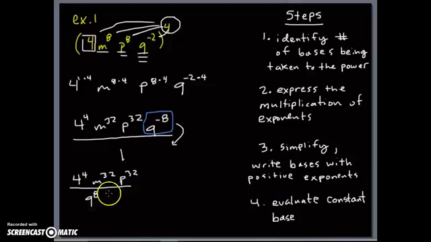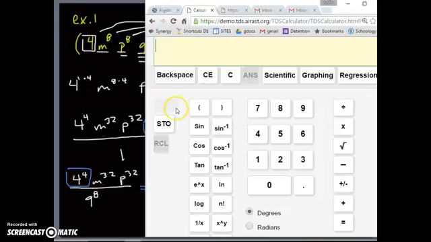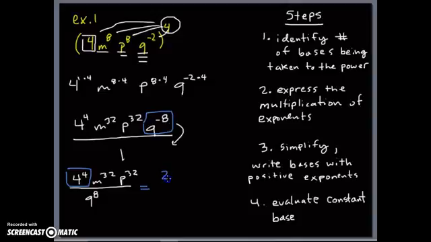Our last step, our fourth and final step, is to evaluate the constant base. So the base is 4, and it's being taken to the 4th power. So 4 to the 4th power is 4 times itself 4 times, which is 256. So 256 m to the 32nd power, p to the 32nd power, all over q to the 8th power. Example number 2.